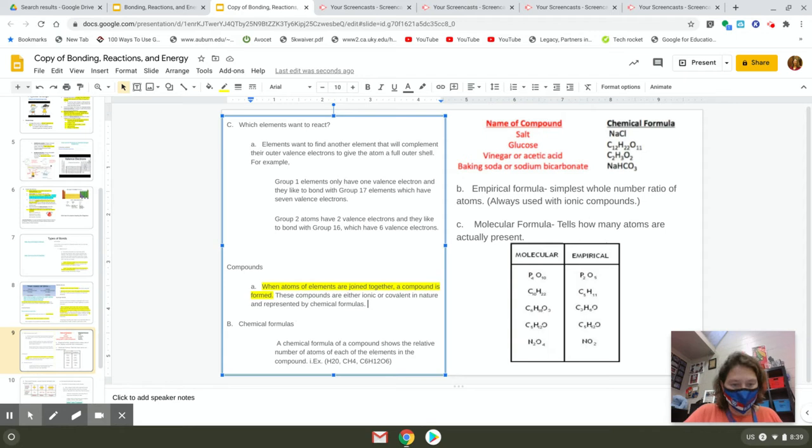Letter B. Chemical formulas. A chemical formula of a compound shows the relative number. Start with shows. Highlight, shows the relative number of atoms of each of the elements in the compound.